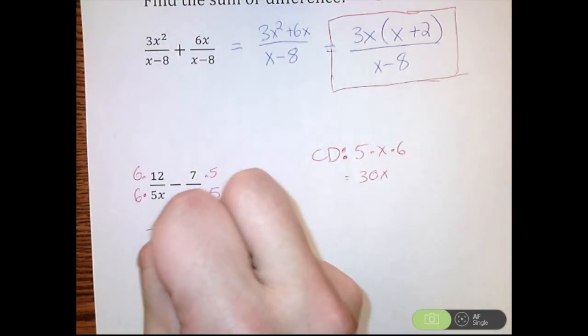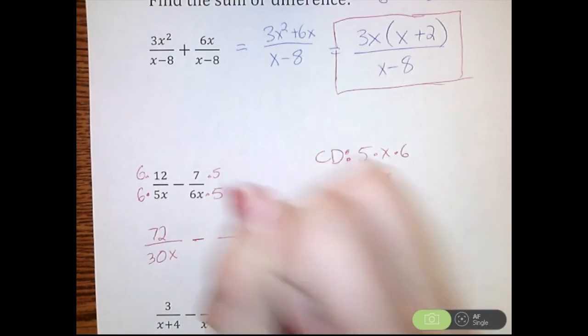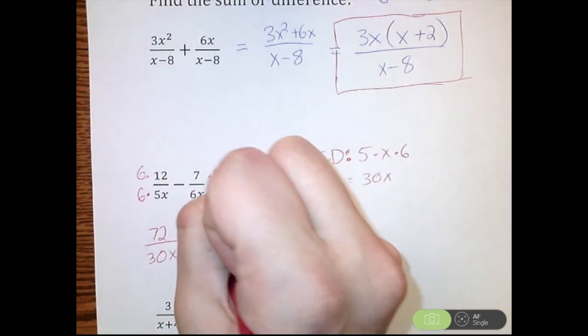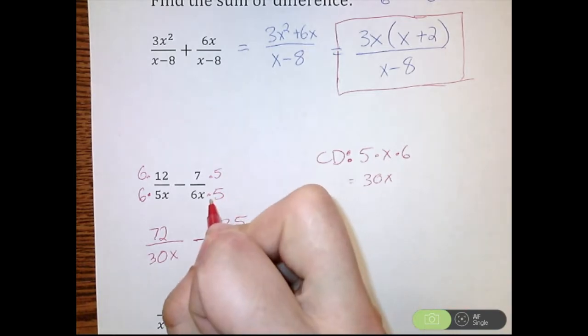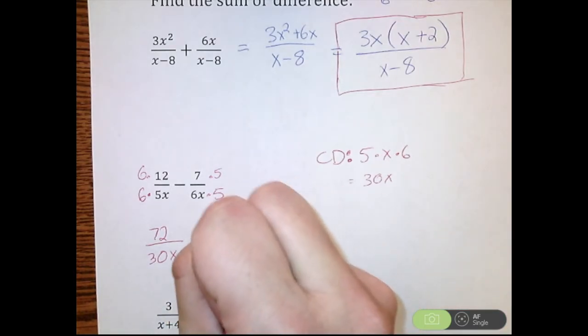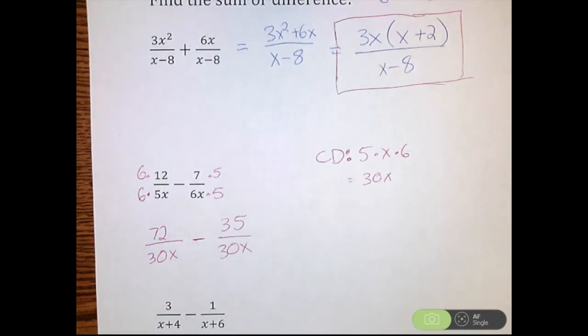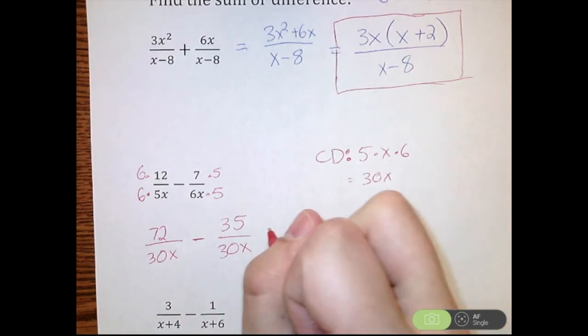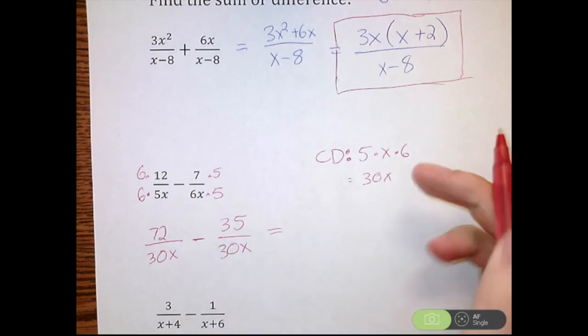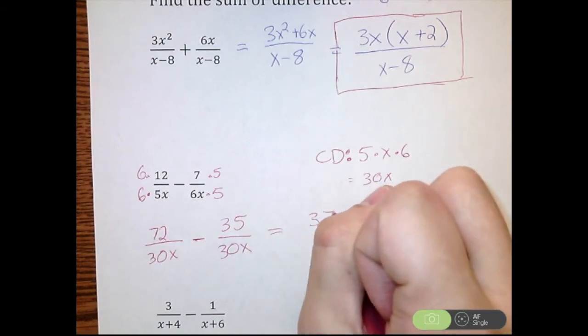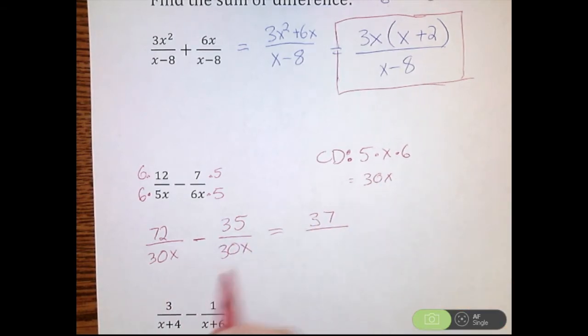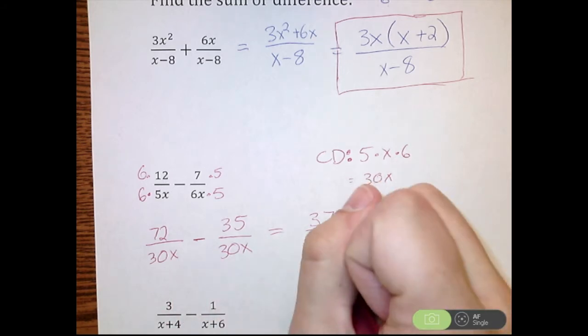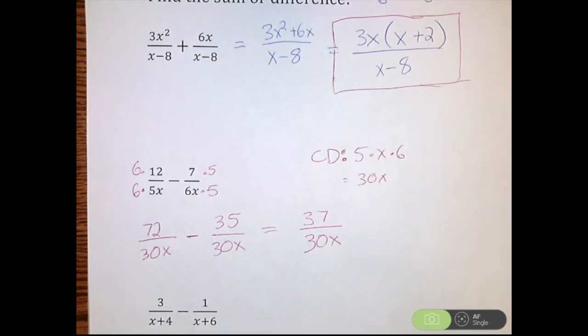So I still have this subtraction sign. 7 times 5 is going to give me 35. And on the bottom, 6x times 5 is 30x. Now when I subtract those, since I have my common denominators, 72 minus 35, that is going to be 37. Since I have common denominators, I was allowed to do that, and I'm going to keep my 30x.